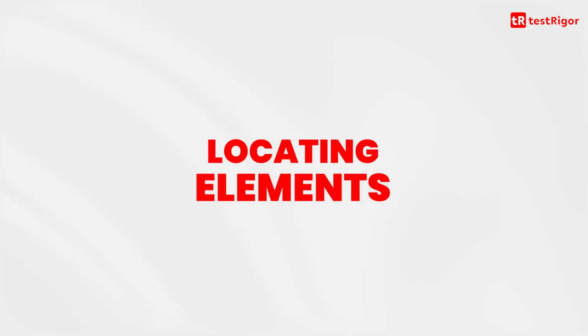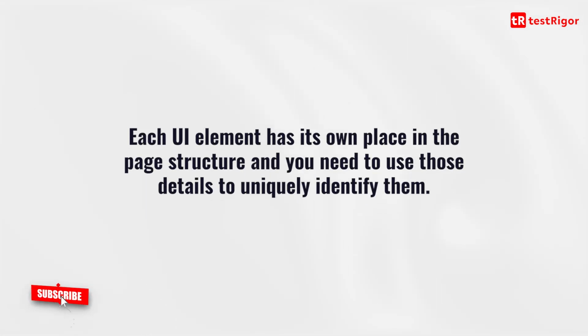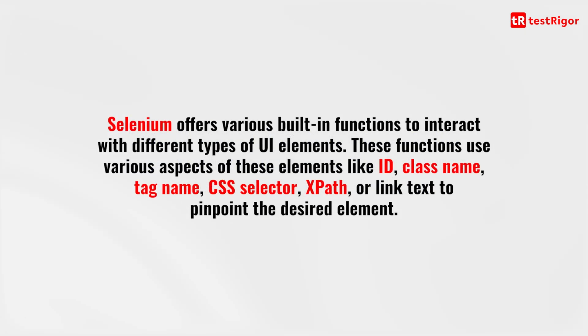Locating elements. Writing test scripts with Selenium usually revolves around verifying interactions between elements seen on the screen. Each UI element has its own place in the page structure, and you need to use those details to uniquely identify them. Selenium offers various built-in functions to interact with different types of UI elements. These functions use various aspects of these elements like ID, class name, tag name, CSS selector, XPath, or link text to pinpoint the desired element.